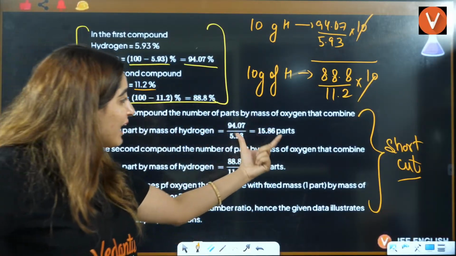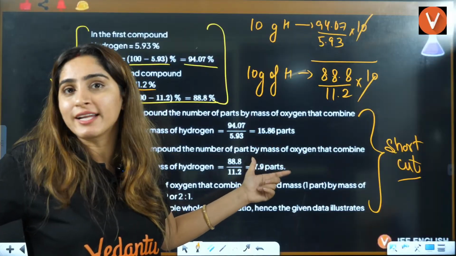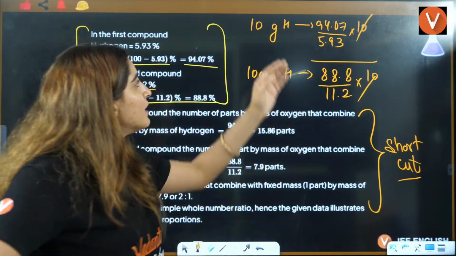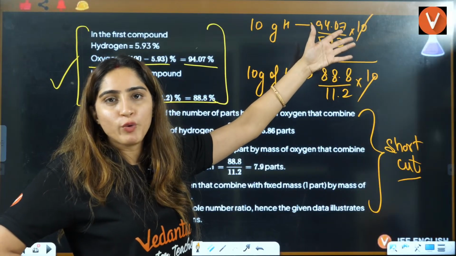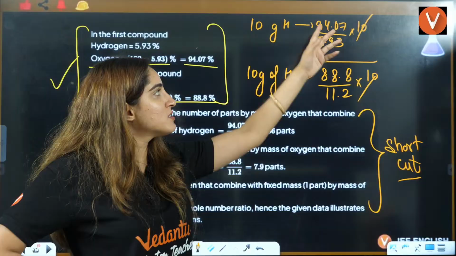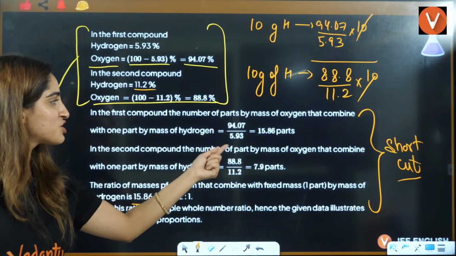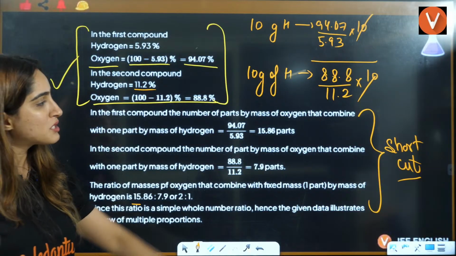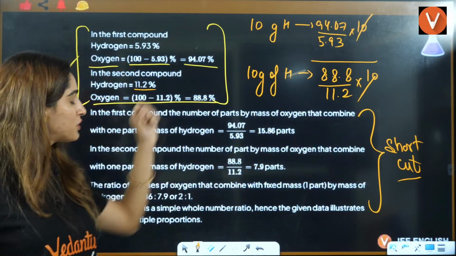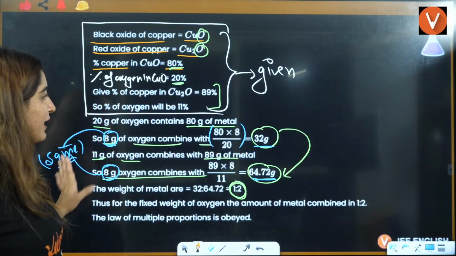Because see, why are they not taking it here? Why can the shortcut be applied? Because eventually the mass of hydrogen will cancel out. All you have to do is oxygen by this ratio. Here also we are doing the same thing: oxygen by hydrogen. Taking the ratio, we are getting the same thing. So this is the shortcut, that you have two things. This shortcut we could also have applied here.